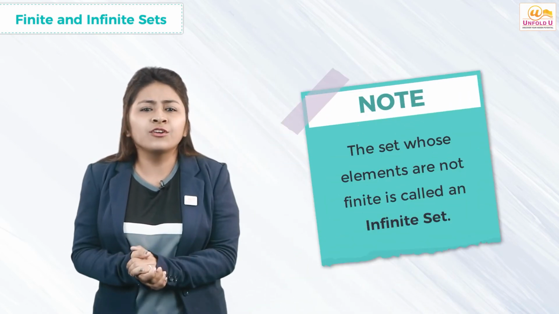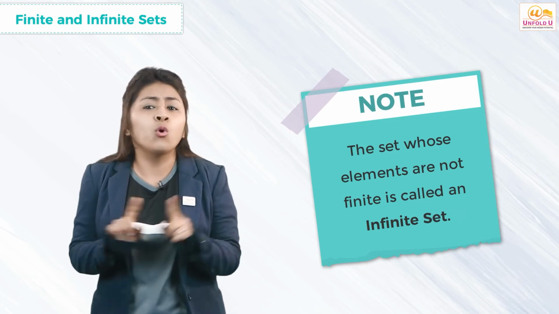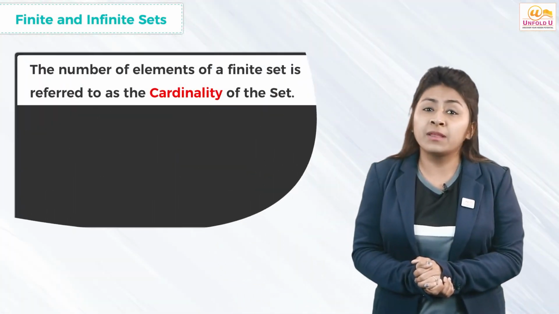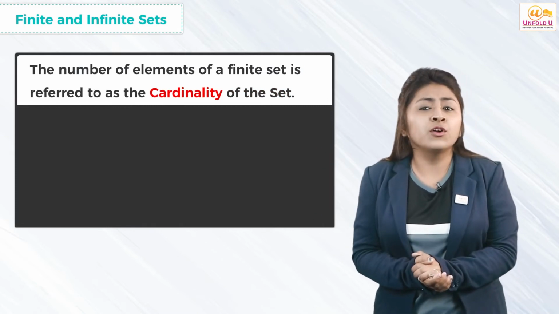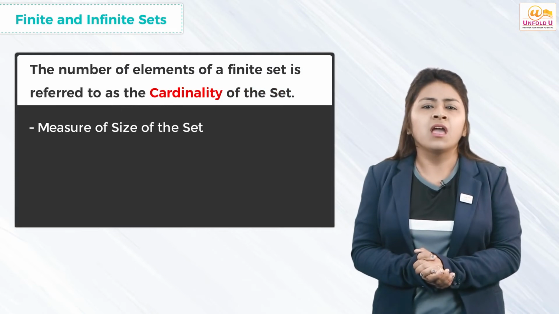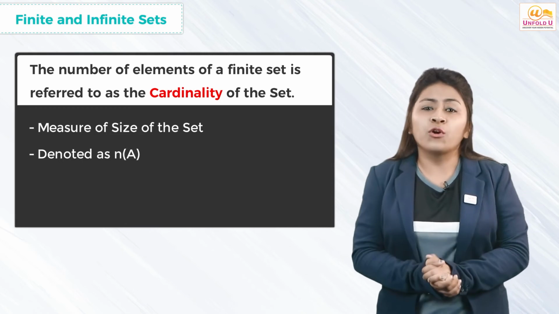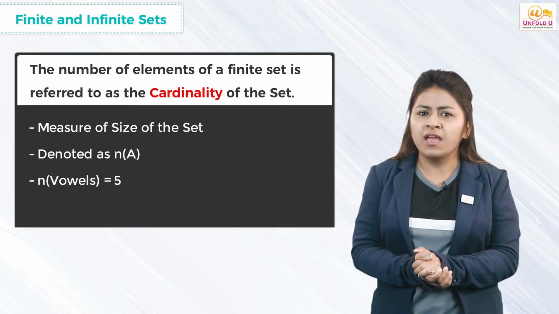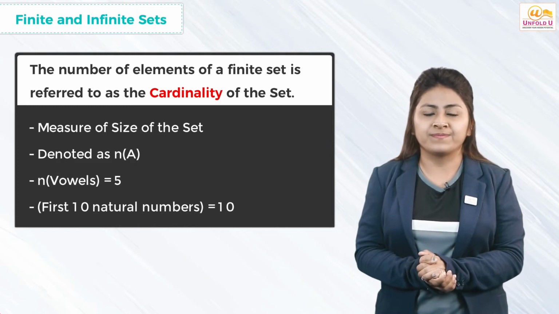While there are other sets whose elements are not finite, these are called the infinite sets. These are the sets that cannot be counted or have no end value. For example, hair on our head. The number of elements of the finite set is referred to as the cardinality of the set. The cardinality of the set is a measure of the size of the set. Cardinality of a set, say A, is denoted as n(A). For example, the cardinality of the set of vowels of English alphabets is 5 and the cardinality of the set of first 10 natural numbers is 10, etc.